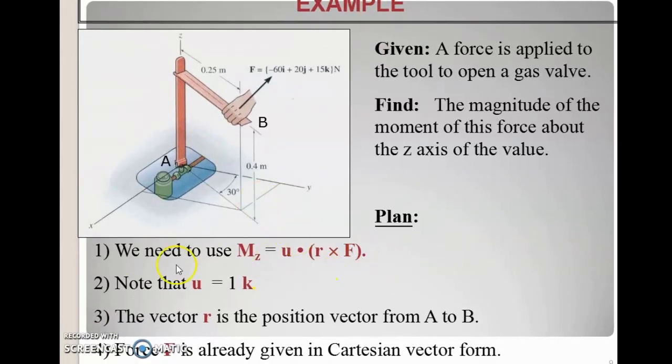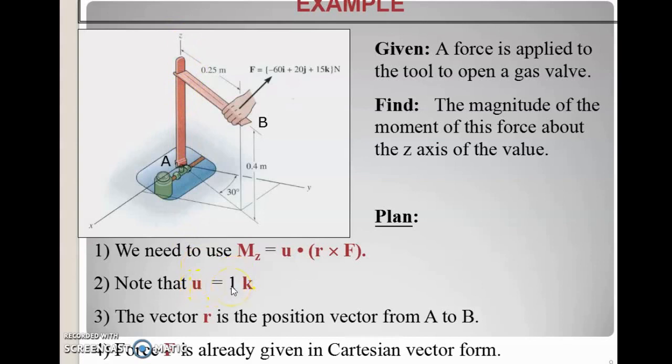Okay, so we need to use the triple scalar product method, which is Mz equals the unit vector of the z-axis dot product with the actual moment. Note that the unit vector is equal to 1k. Please remember this: any unit vector that lies directly on the x, y, or z axis is simply equal to 1.